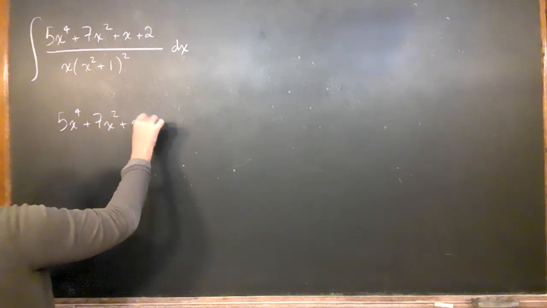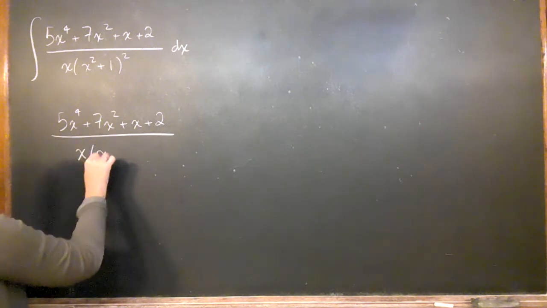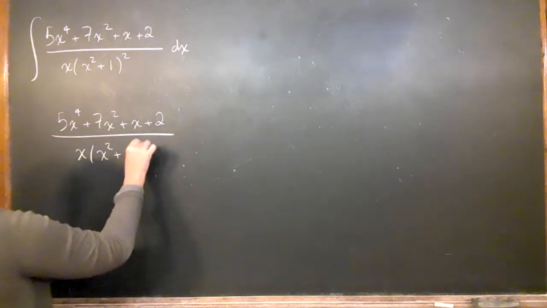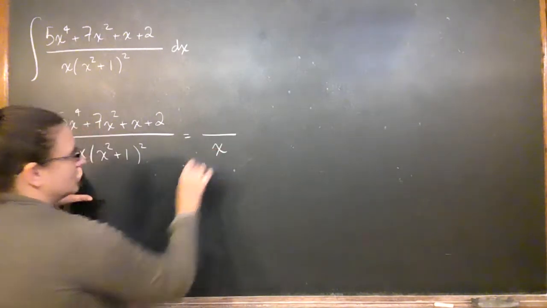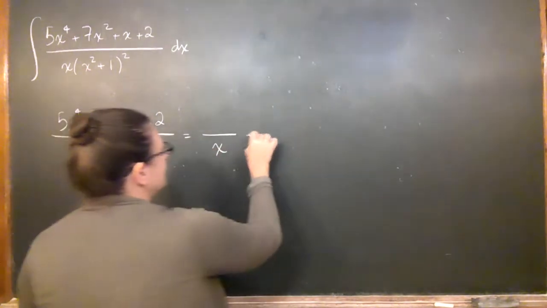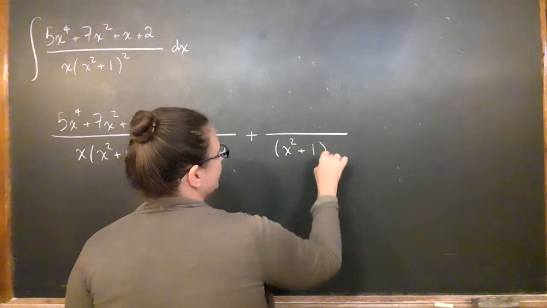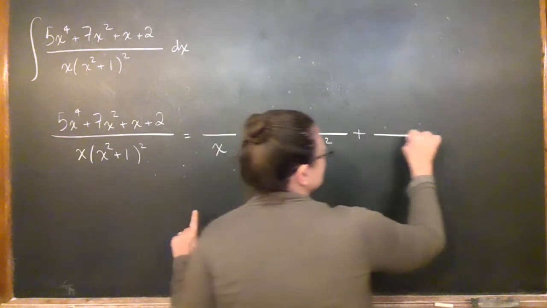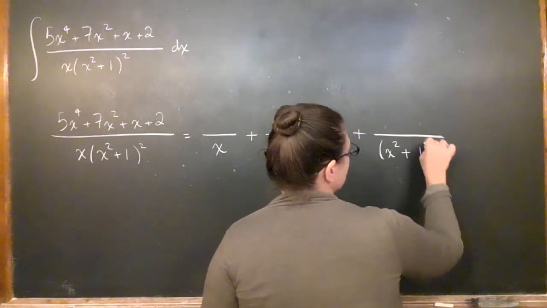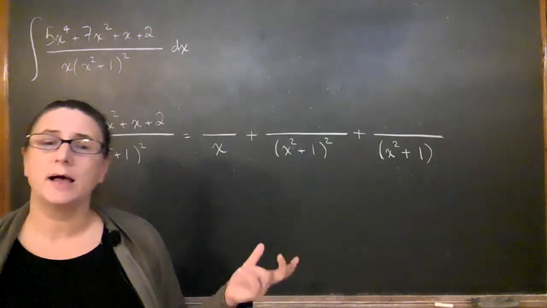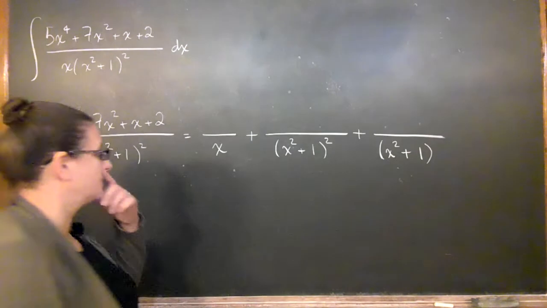Here you go. Let's just set this up and talk about it. So what you're going to have here, of course, this x is just a nice little linear guy, so he just sits there. And then I'm going to have x squared plus 1 squared. And then because he's repeated, I have to have x squared plus 1 and no squared. I need as general as possible a form for my decomposition.